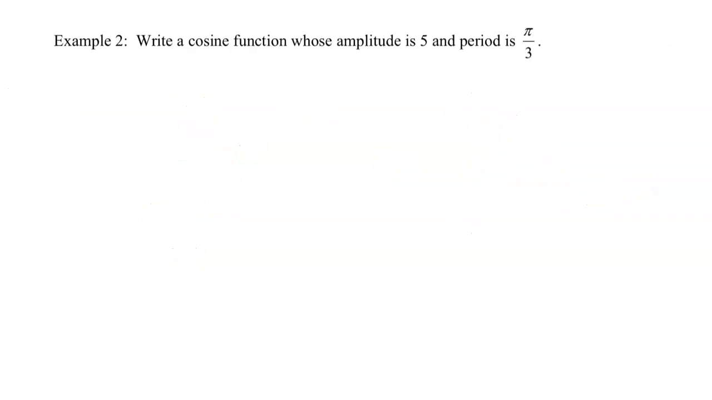Okay, here on example 2, I'm going to give you some information about a cosine function and then ask you to write the function. And so if the amplitude is 5, I know that that goes into the front of the cosine. It is the leading coefficient of the function, if you will. It acts as the vertical stretch in the front of the function. So we're going to have 5 cosine.